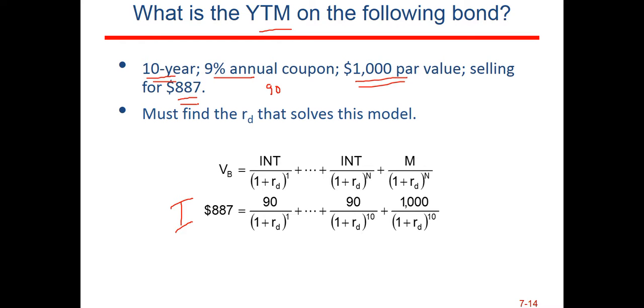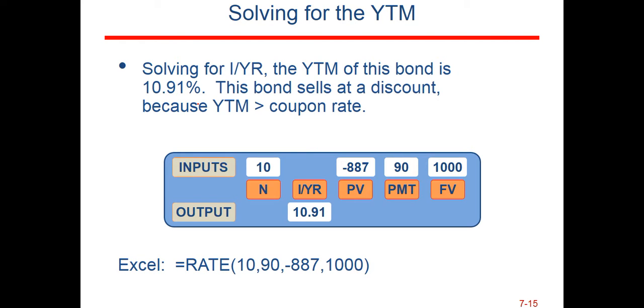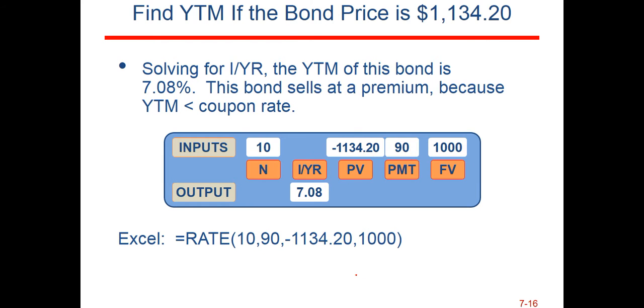And you either hit the I button on your calculator, the interest rate, or you do the rate calculation. Type in rate. N is 10. The PMT is 90. Present value is minus 887. You are paying, a cash outflow, hence the sign is important. And you are getting back $1,000.